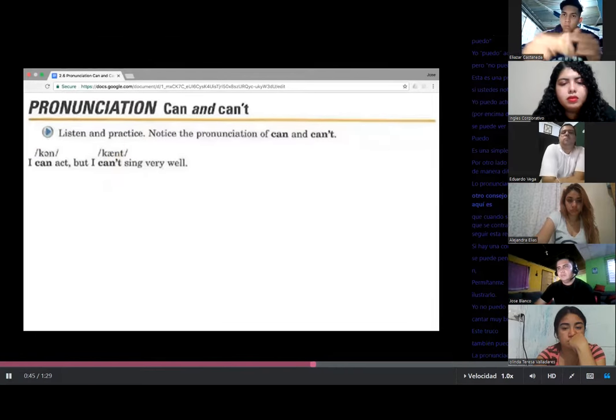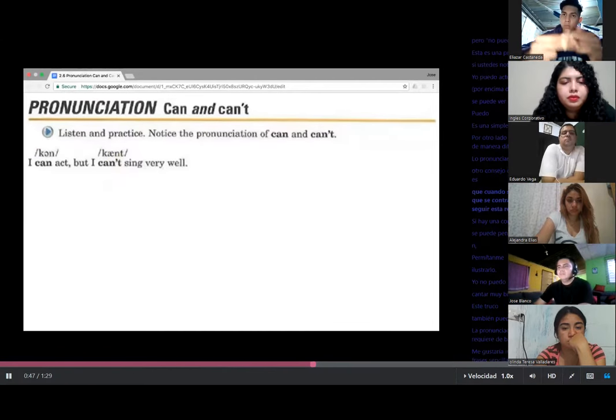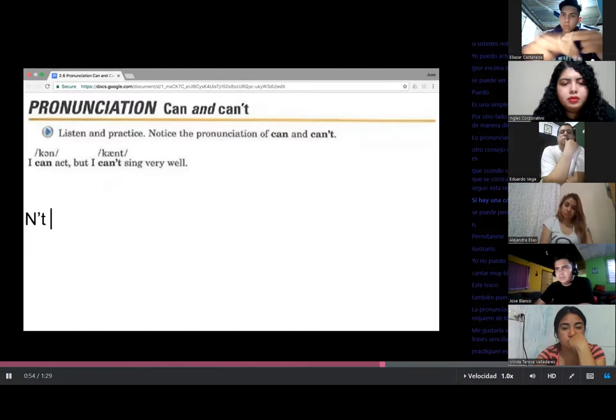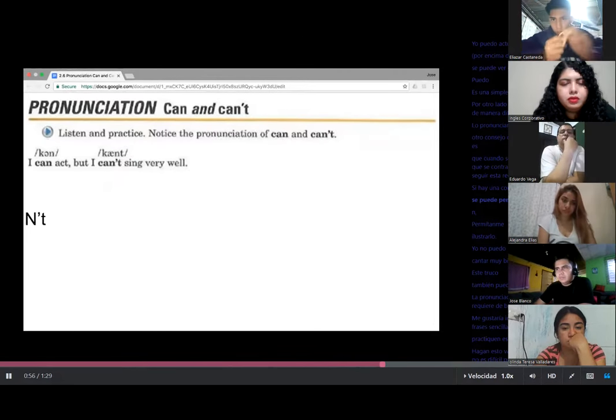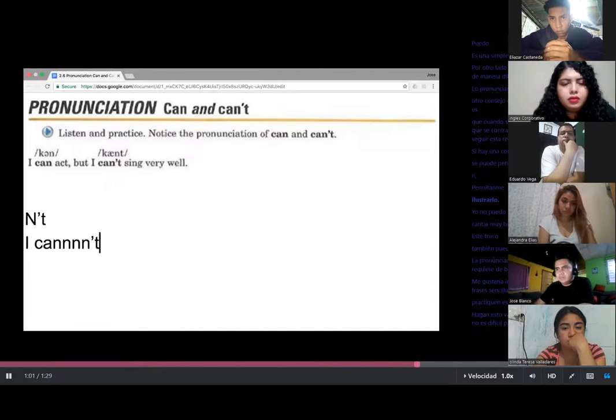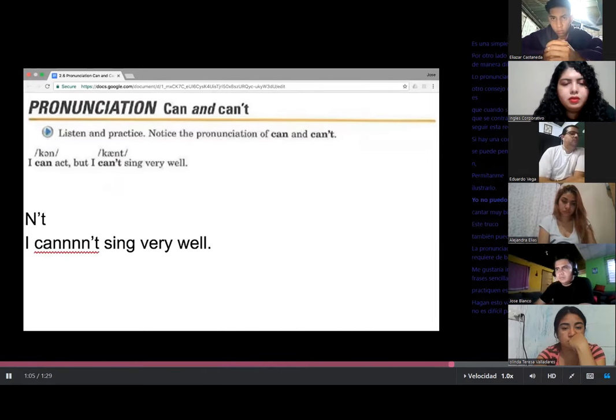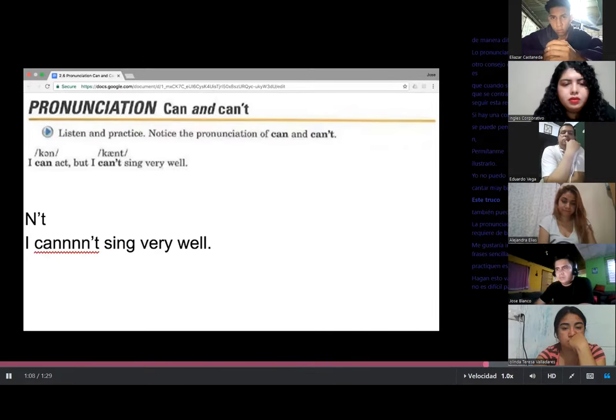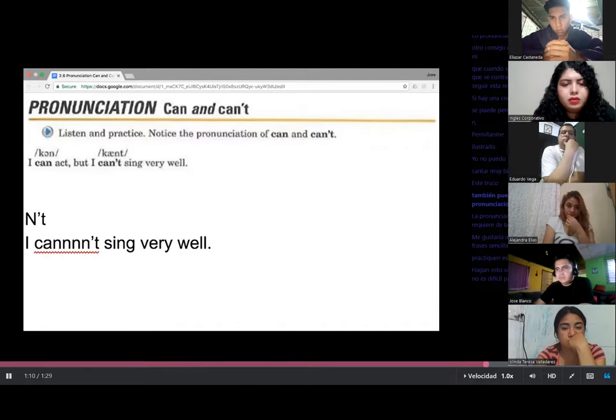Another tip that I would like to mention here is, when it comes to negative statements, which are contracted, we can also follow a simple rule. If there's a contraction which ends in nt, you can think of extending that n. Let me illustrate that. I can't sing very well. This trick can also help with pronunciation.